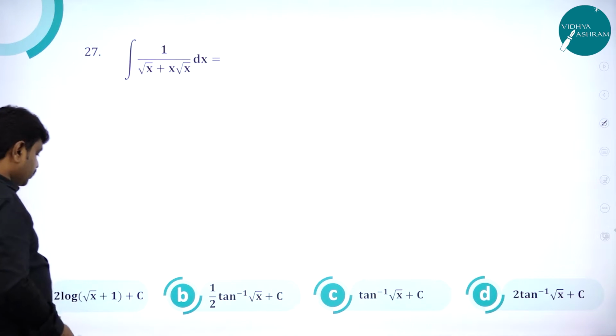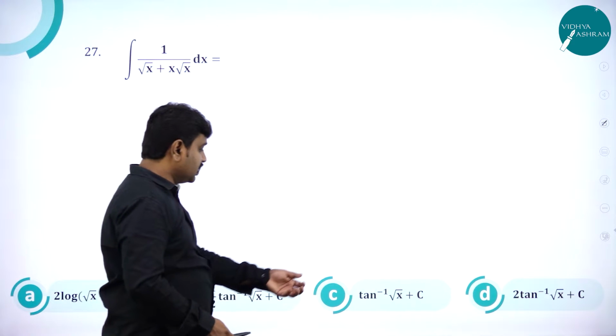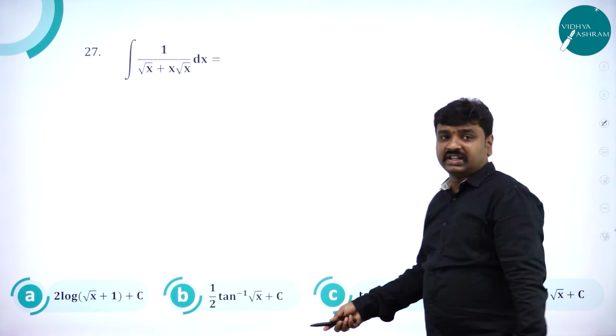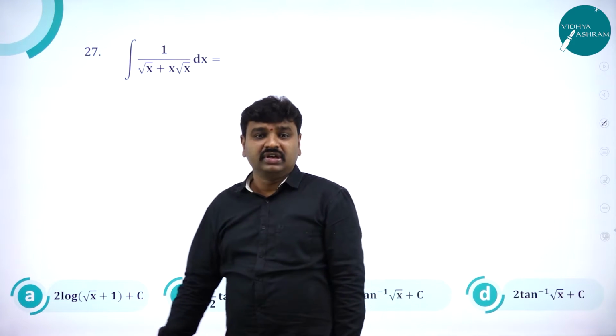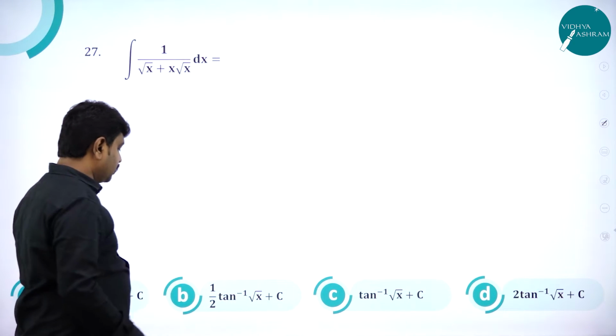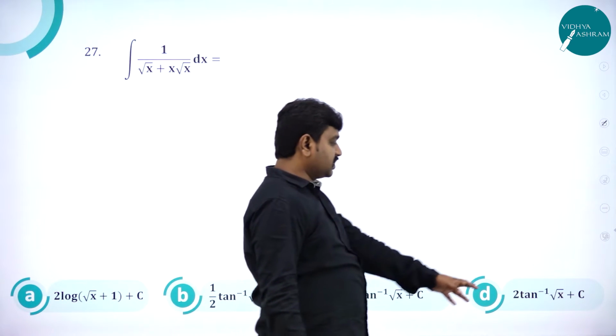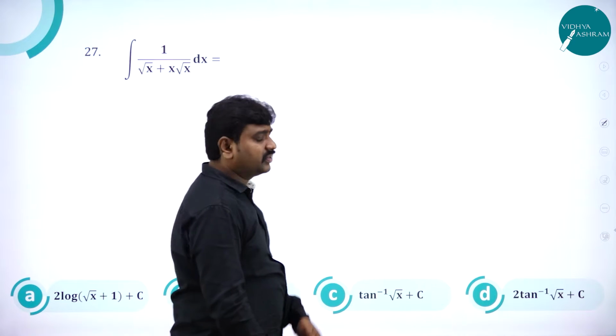So 2 log of root of x, plus 1 half tan inverse root x, tan inverse root x, 2 tan inverse root x. See, most options have tan inverse. So I will try with tan inverse root x and I will see what is possible. First one is half tan inverse root x, second one is tan inverse root x, the last one is 2 tan inverse root x. We will try.